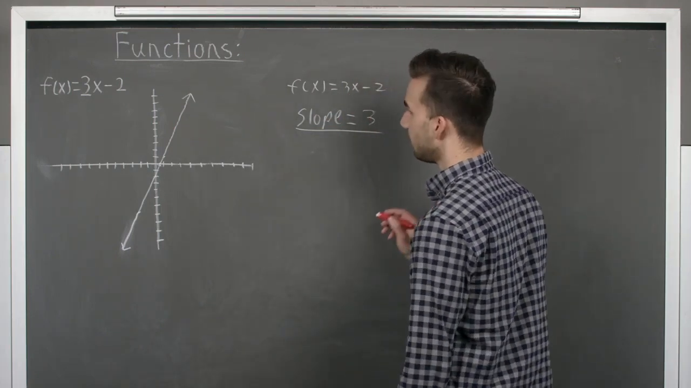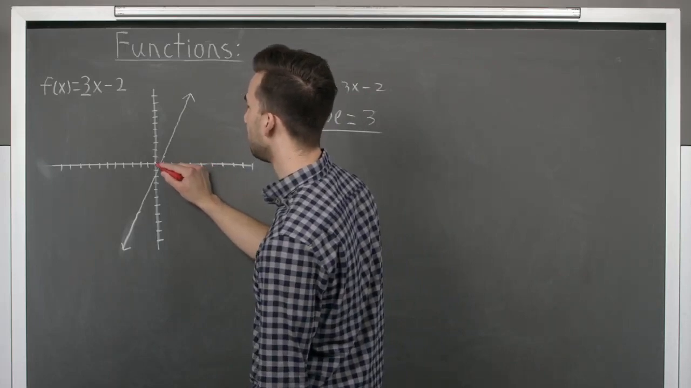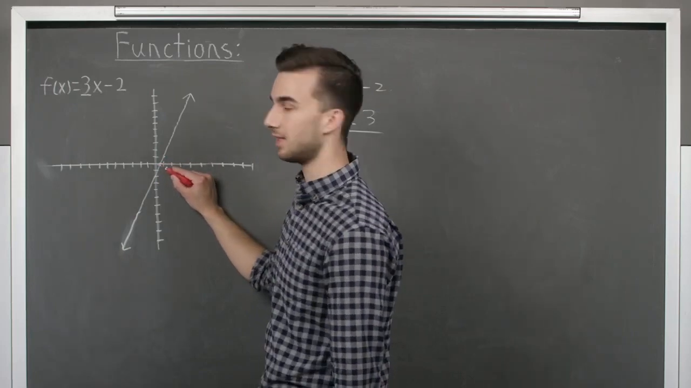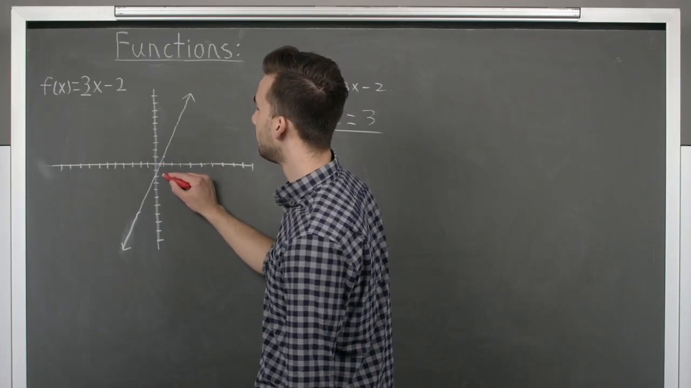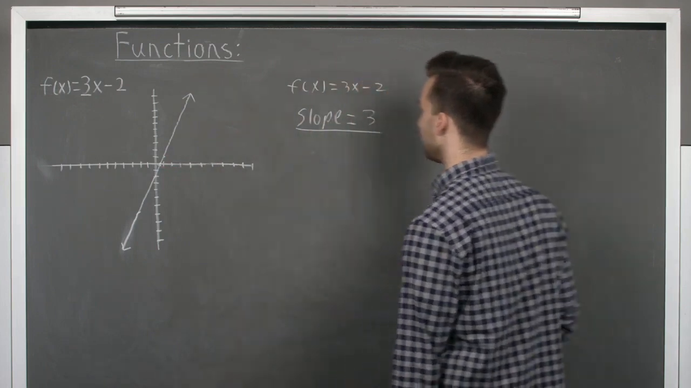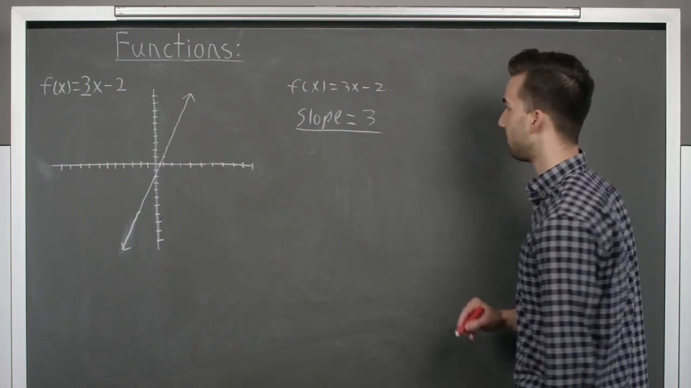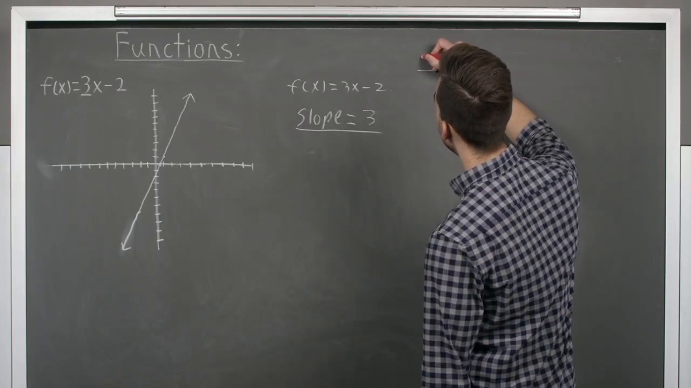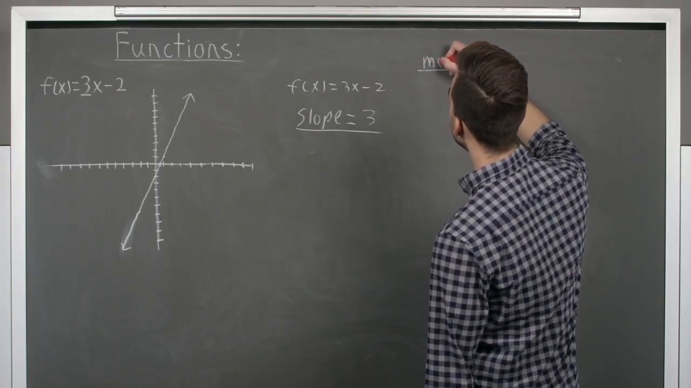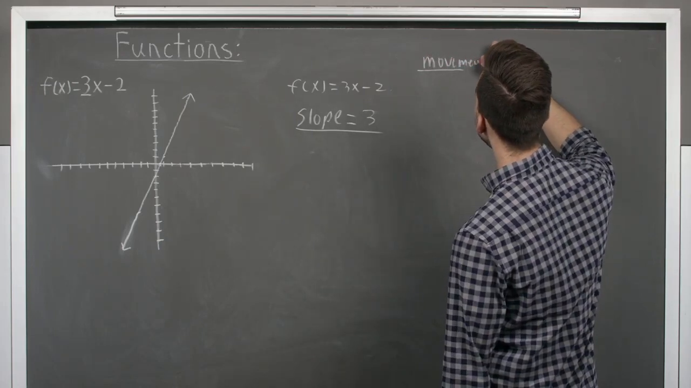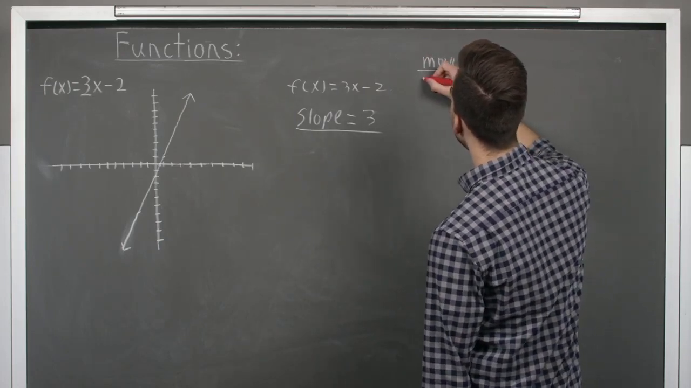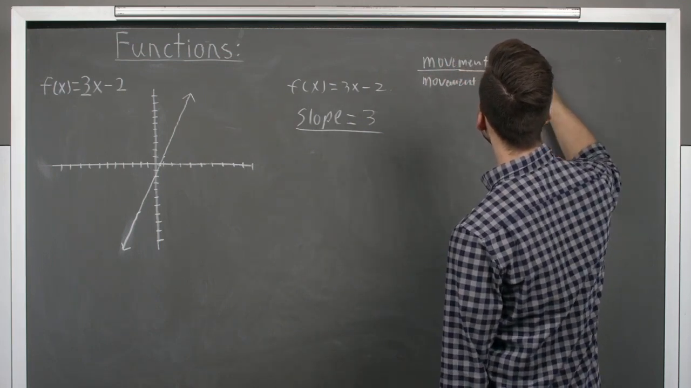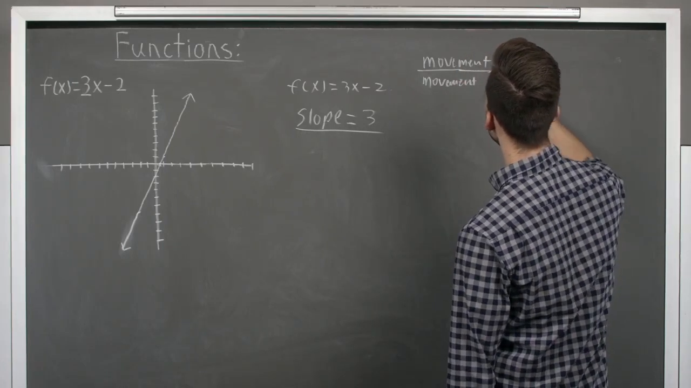And if you look, you can see that for every one unit that we go in the x direction, we go 1, 2, 3 in the y direction. And so that's another way of thinking about slope: the movement in the y direction divided by the movement in the x direction.